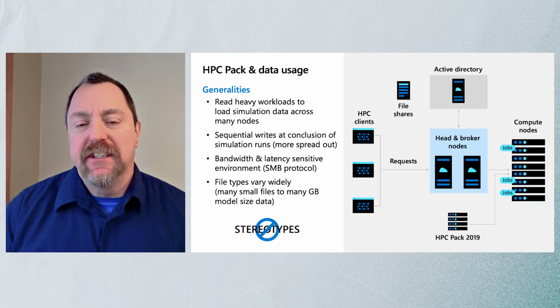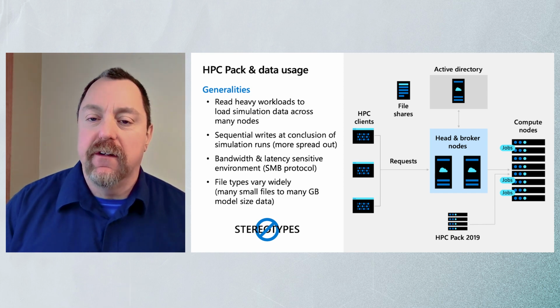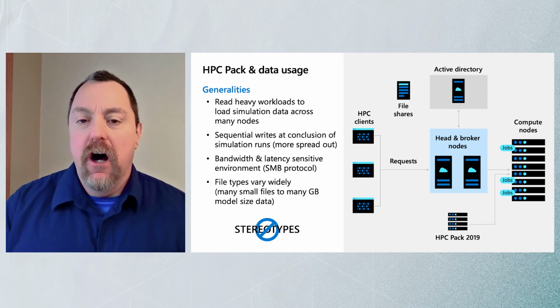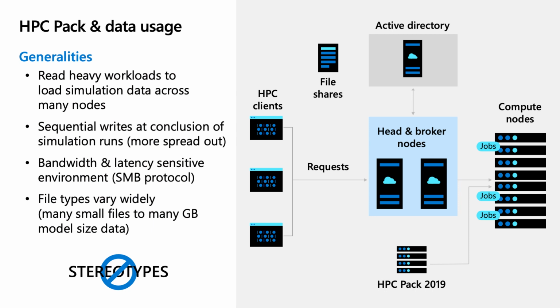In terms of data usage, typically we see HPC Pack or any HPC workload as a read-heavy workload, especially as models are loaded on each compute node at the beginning of the run. Sequential writes typically happen at the end of the run, but those typically happen over a prolonged period of time by many different nodes. But the initial run is typically very read heavy and very bandwidth and latency sensitive, especially for the SMB protocol. However, just like anything else within the HPC world, there are no stereotypical workloads, so make sure you validate your own environment for what your own data usage happens to be.